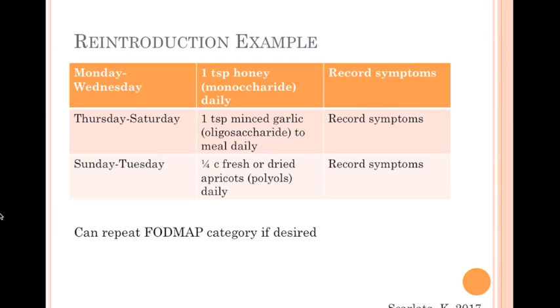So we see here for the first 3 days we are introducing garlic, which is considered an oligosaccharide. So if the patient were to experience no symptoms, they would move on to Sunday through Tuesday, the next 3-day cycle, and introduce a different FODMAP category. For example, this one says dried apricots, and those are considered polyols. So after trying those apricots, if the patient were to experience symptoms after that Tuesday, they would return back to a low FODMAP diet until symptoms subsided.